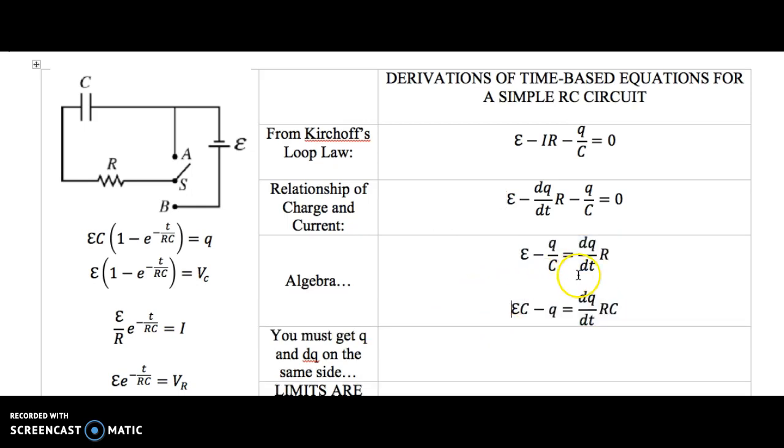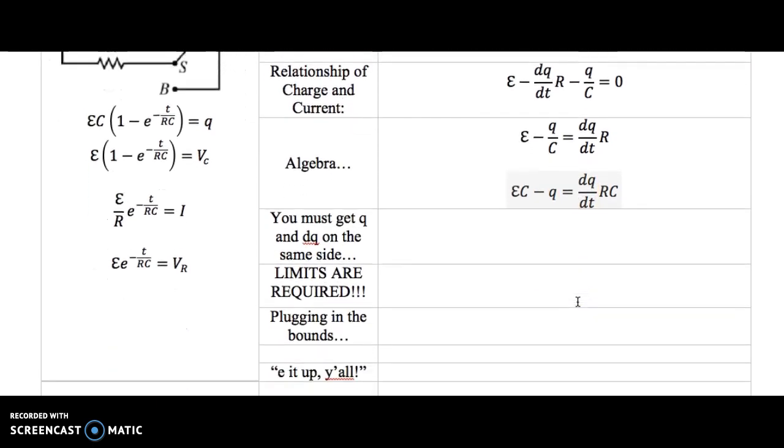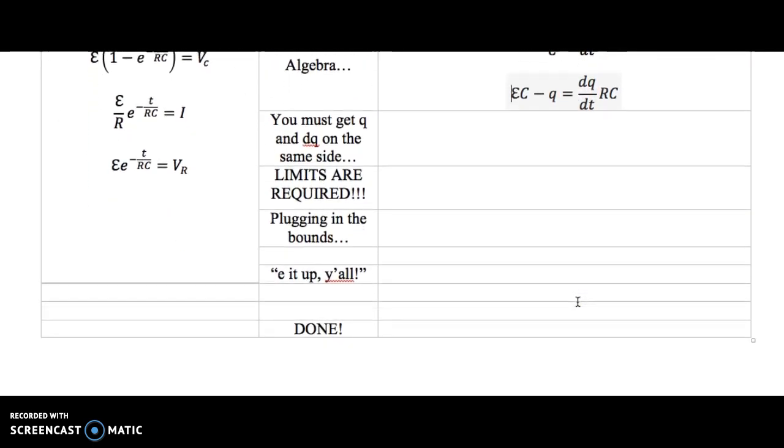We rearrange the equation a little bit, and the ultimate goal here is to get Q and dQ on the same side. This is where that super clever trick comes in of dividing both sides by EMF C minus Q. In case you forgot, this symbol right here is called EMF, for electromotive force. So that's what that backwards 3 thingy is.